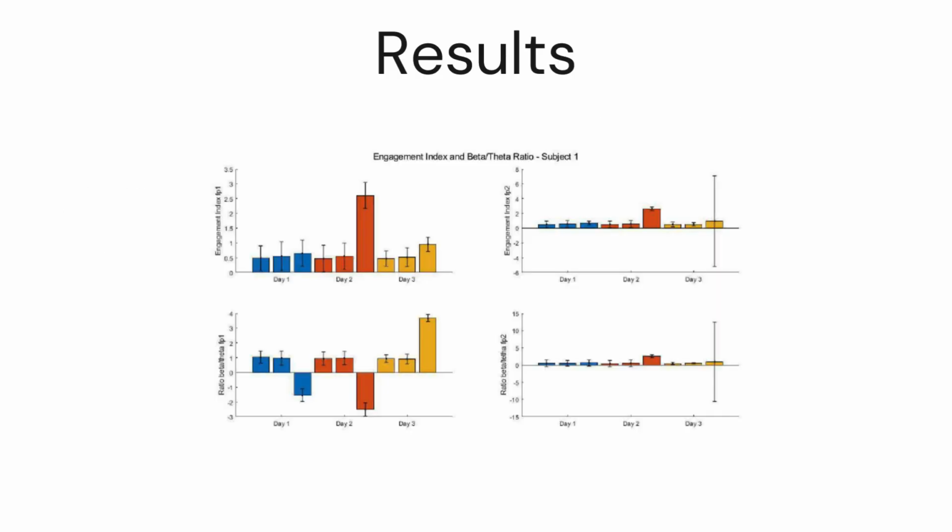Participants displayed a learning curve with increasing spins in successive attempts. Elevated PSD ratios reflecting attention were common on day 2 or day 3, potentially linked to user mastery. Consistent behavior was observed in the engagement index and beta-theta ratios for FP1 and FP2 electrodes, with occasional variation.